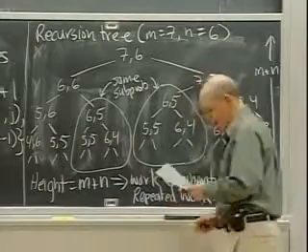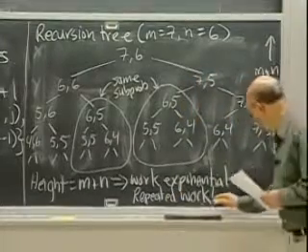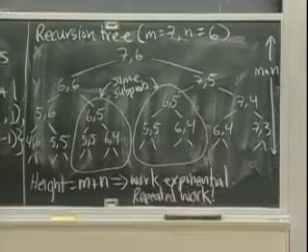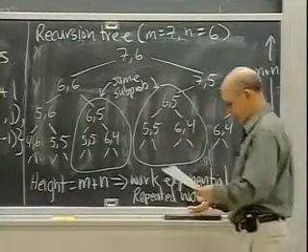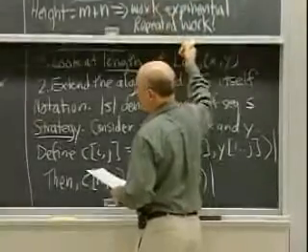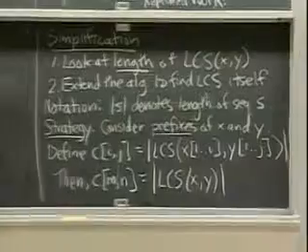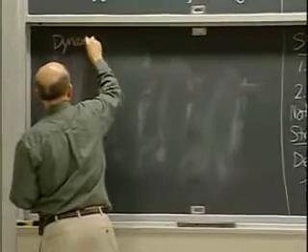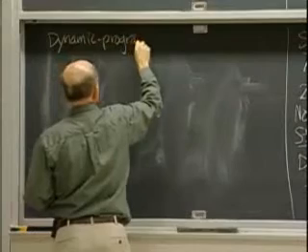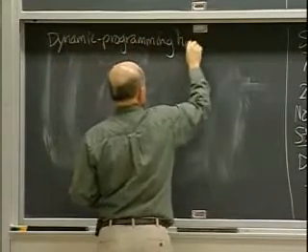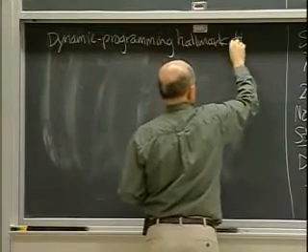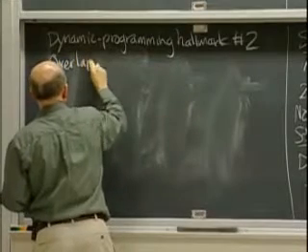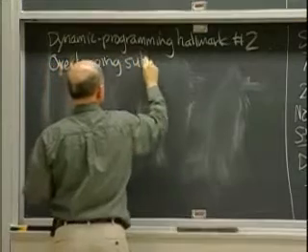Okay, and one thing is, if you want to do things fast, don't keep doing the same thing. Okay? Don't keep doing the same thing. When you find you're repeating something, figure out a way of not doing it. So that brings up our second hallmark for dynamic programming. And that's a property called overlapping subproblems.